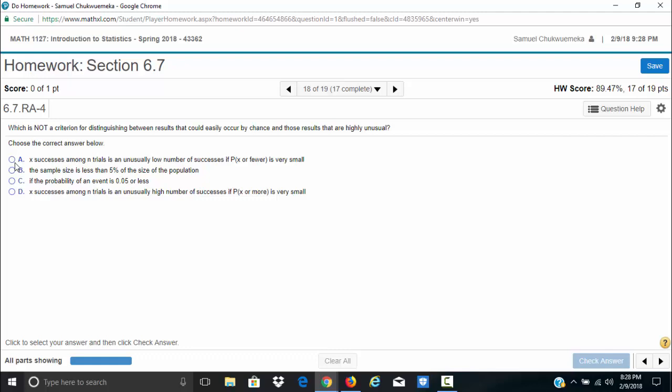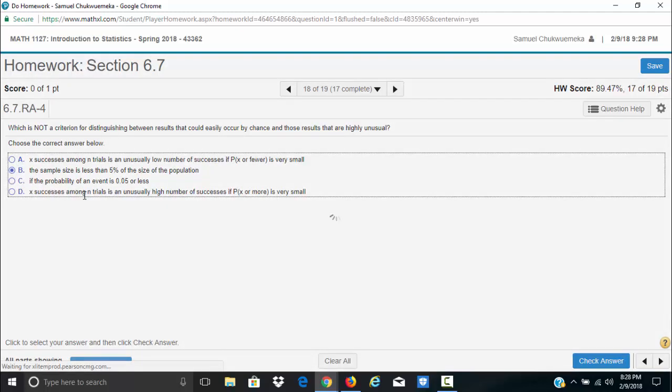B, the sample size is less than 5% of the size of the population. No, B would not be a criterion. C, probability of an event is 5% or less. Yes, that is a criterion. D, X successes among n trials is an unusually high number of successes if the probability of X or more is very small. Yes, that is a criterion. So I will go with B. Okay.